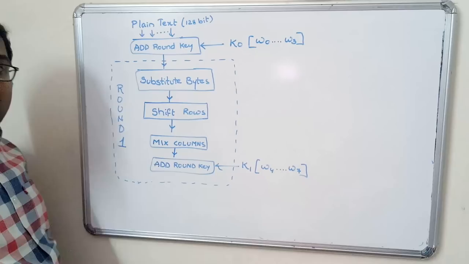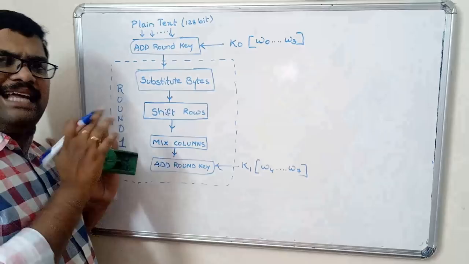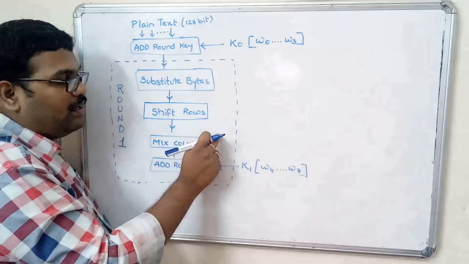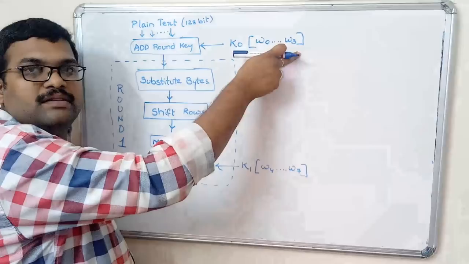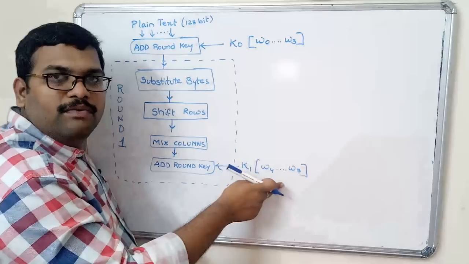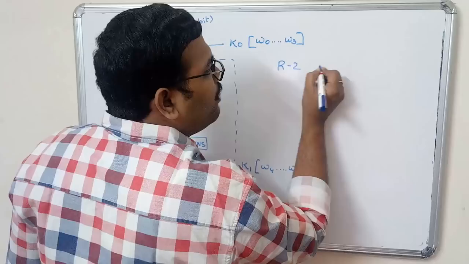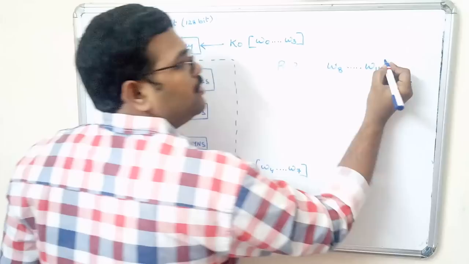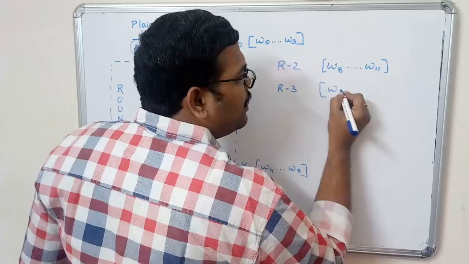We have to repeat the same process for 10 rounds. In each round we have to use a separate subkey. Before applying the round function, we perform the add round key where we use 4 words. In round 1 we apply the next 4 words. In round 2 we apply the words 8 to 11, so 8, 9, 10 and 11. In round 3, again we apply 12, 13, 14 and 15.